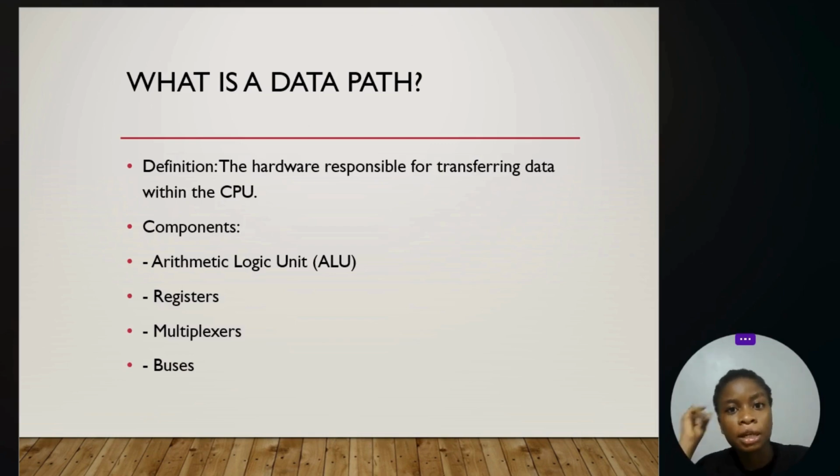So, we'll be looking at data path. Data path is the hardware responsible for transferring data within the CPU. The components of the data path are arithmetic logic units, registers, multiplexers, and bus. I'll be explaining them one after the other.